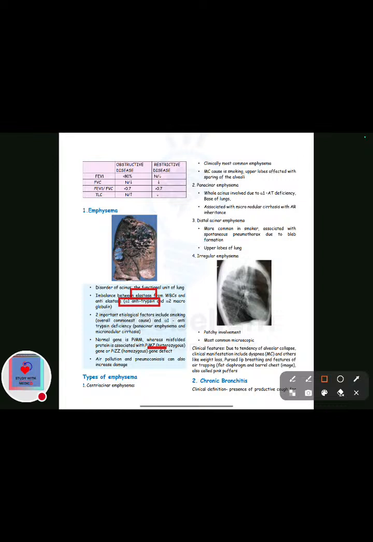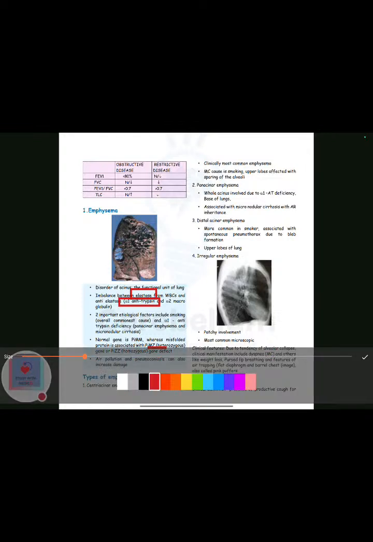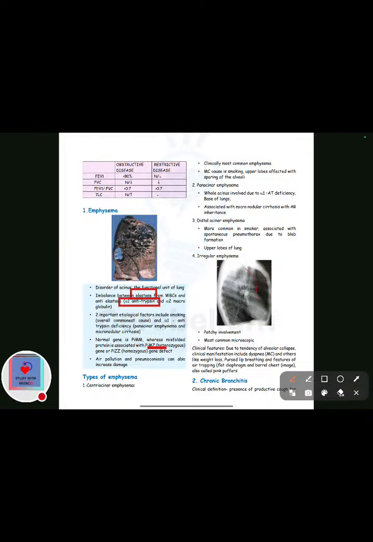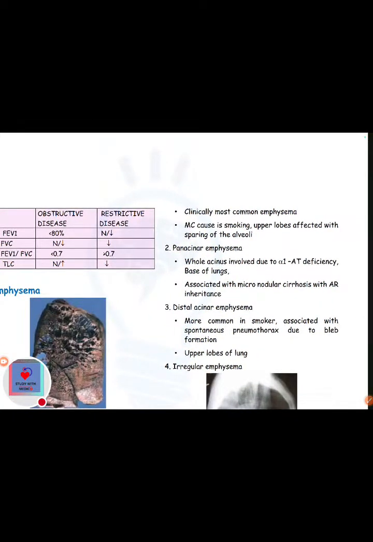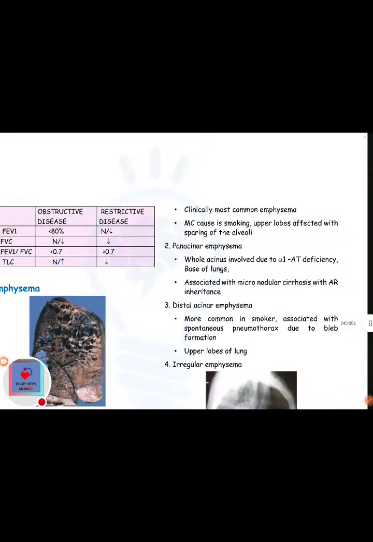So there are different types of emphysema. First is centriacinar emphysema. Clinically, the most important emphysema is the centriacinar. Most common cause is smoking, the upper lobes are affected, with sparing of the distal alveoli.